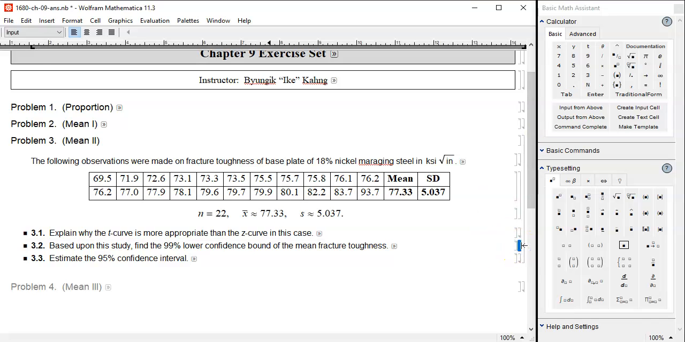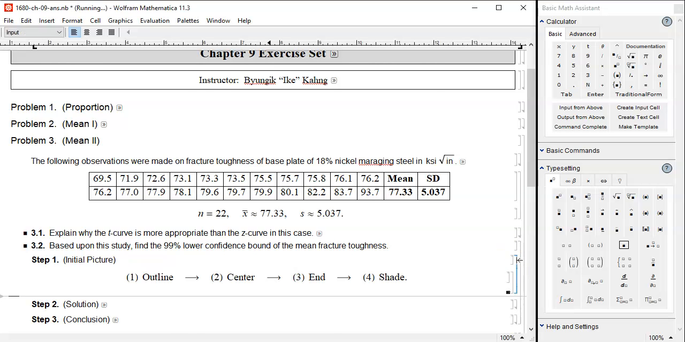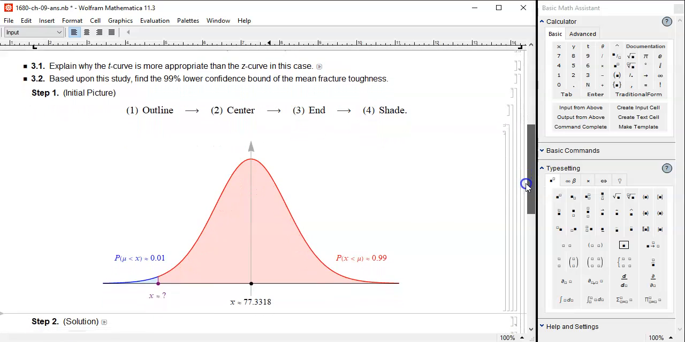Let's go. Based upon the study, find a 99% lower confidence bound. Okay, what do you mean by this? You're looking at this kind of picture, lower confidence bound. So we have this outline, and the center is, of course, the expected value, observed mean of 77.33. Now, 99% lower confidence bound, lower, so you have to go to the left, go lower, go down. And 99% should be in the middle, and then the other side, 1% over here in blue part. So that's the picture, and this is the value you're looking for, the end value.